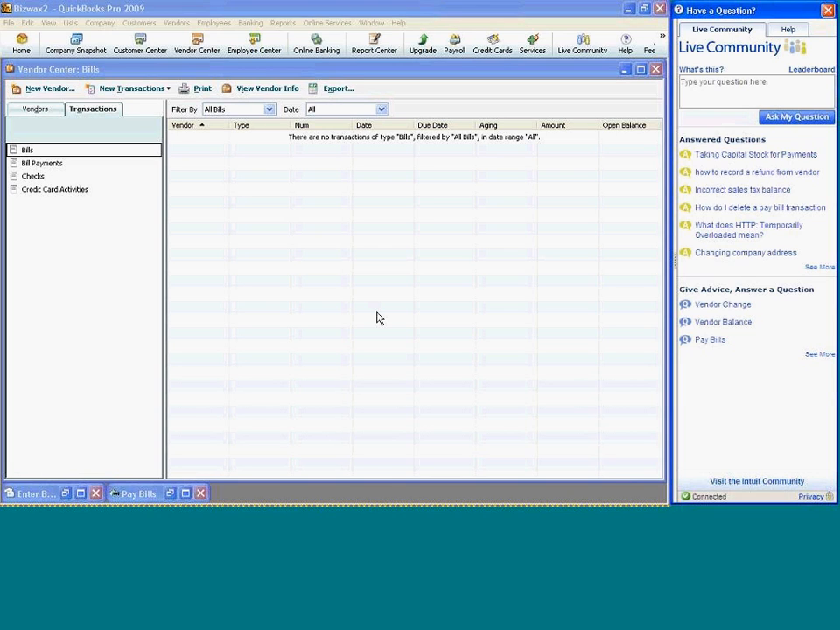Hello, everybody. Today what we're going to do is we're only going to use QuickBooks, and we'll show you various features. If anybody has any questions, please come online.